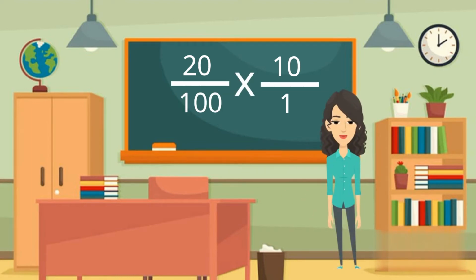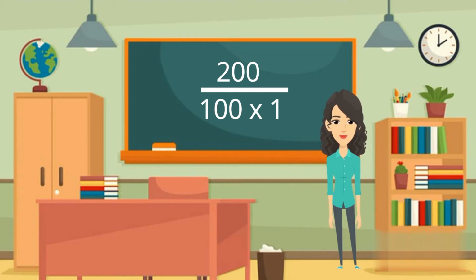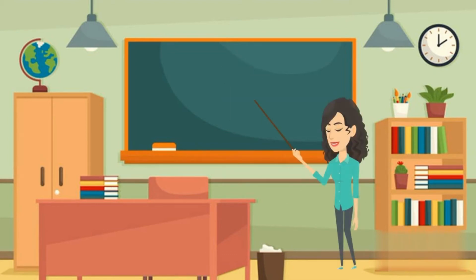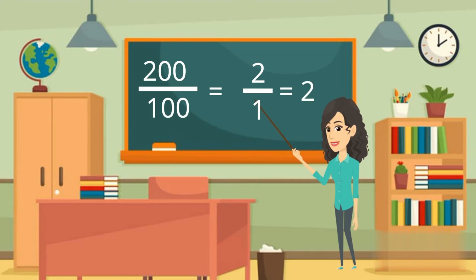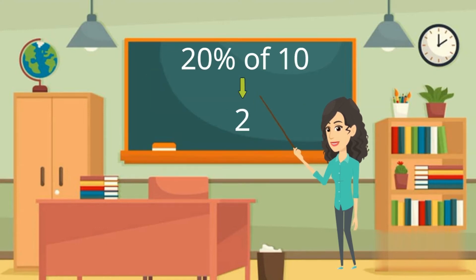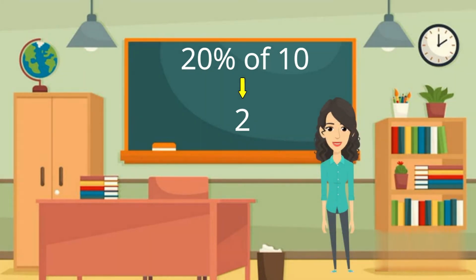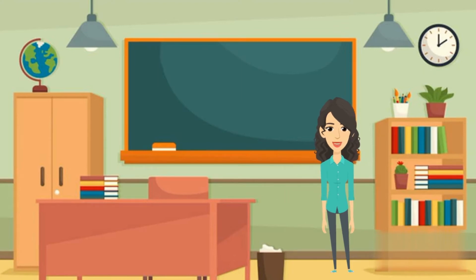Now, let's go ahead and multiply. On the top we have 20 times 10 is equal to 200, and on the bottom, we have 100 times 1 which equals 100. So our answer is 200 over 100. But we know that we can simplify, and we find 2 over 1 which is just 2. So 20% of 10 is just 2. So, to find a percentage of a number, we just need to multiply the fraction form of the percent by the number, and we have our answer.